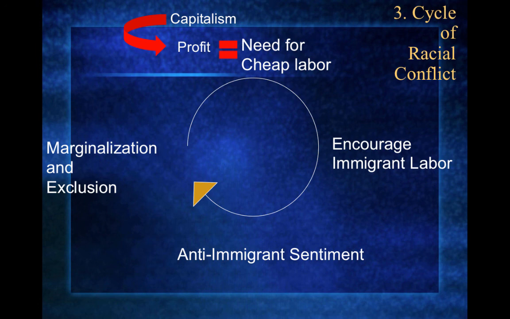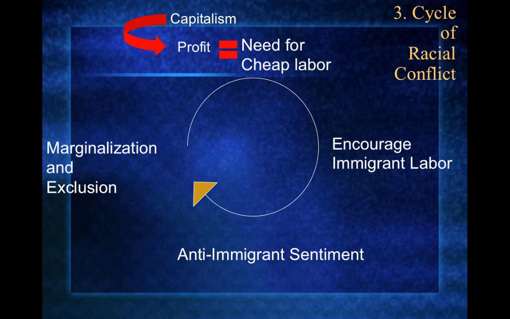With the exclusion and marginalization of that particular immigrant group becoming law, this racist practice becomes institutionalized. So, for example, immigrants will not be able to go to public schools. They will live or be forced to live in segregated neighborhoods. Politically, they may not be able to become naturalized citizens and will not be able to vote, etc.